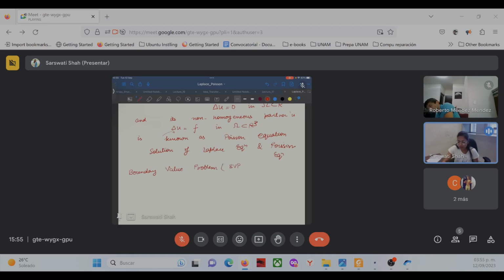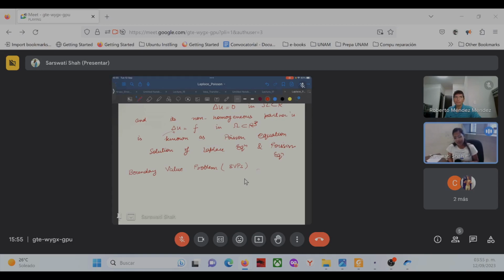I gave you the classification that there are three kinds of boundary value problems. Will you please tell me what those kinds are? Dirichlet, Neumann. The third one, I think, was Robin. Even I don't remember, but it was Robin. So there are three boundary value problems.